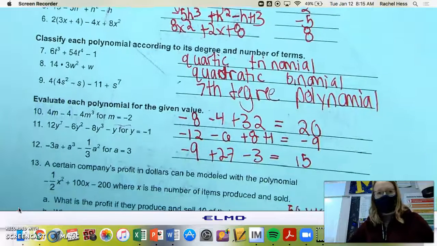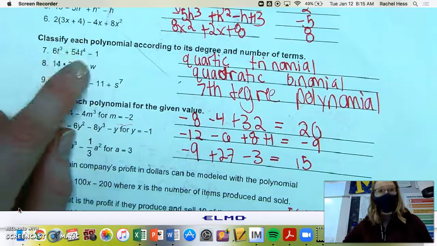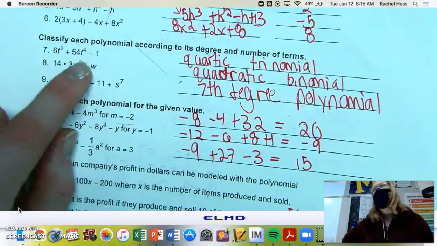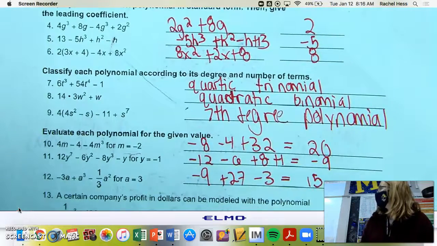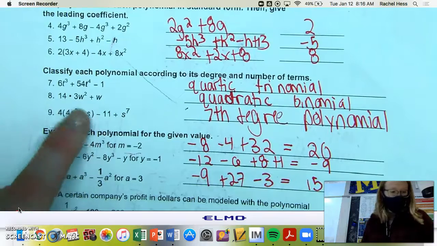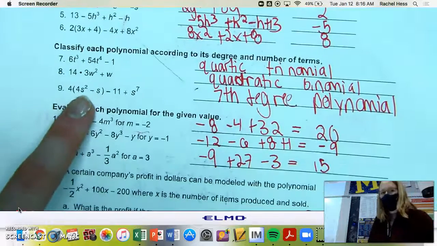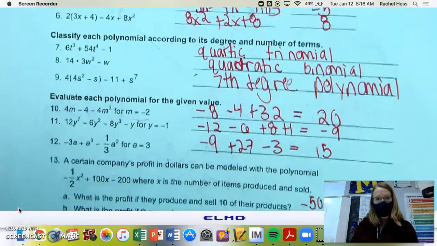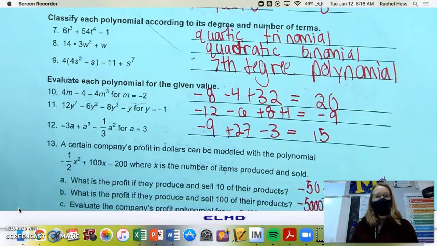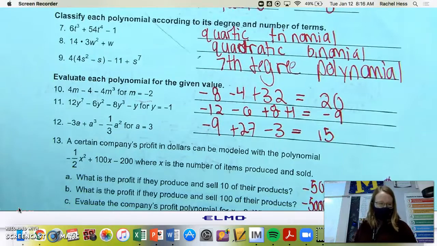Number 7 was a quartic trinomial. That was tricky because it was not in standard form. So you can see why I wanted you to do some on the back. Oops, sorry, it's hard to see. And then, once again, you need to do some simplifying here. So for number 9, you would have had to distribute the 4. But either way, you should be able to see there'd be 1, 2, 3, 4 terms.